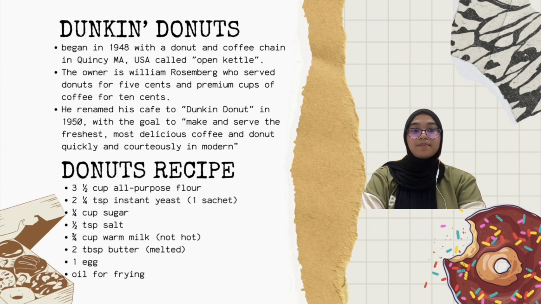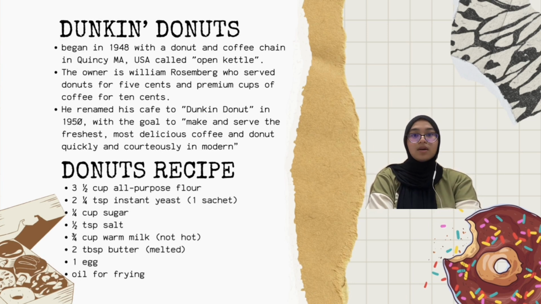For the donut recipe, we need 3 1/2 cups all-purpose flour, 2 1/4 teaspoons instant yeast or 1 sachet yeast, 1/4 cup sugar. After that, we need 1/2 teaspoon salt, 3/4 cup warm milk, 2 tablespoons melted butter, 1 egg, and lastly we need oil for frying.